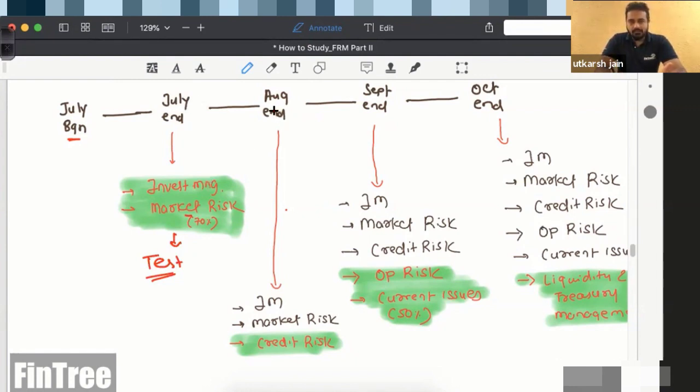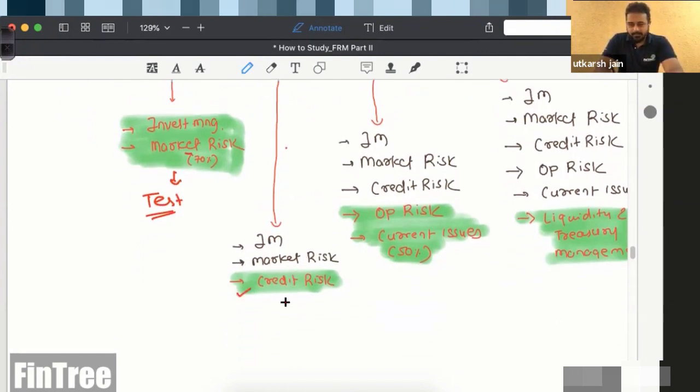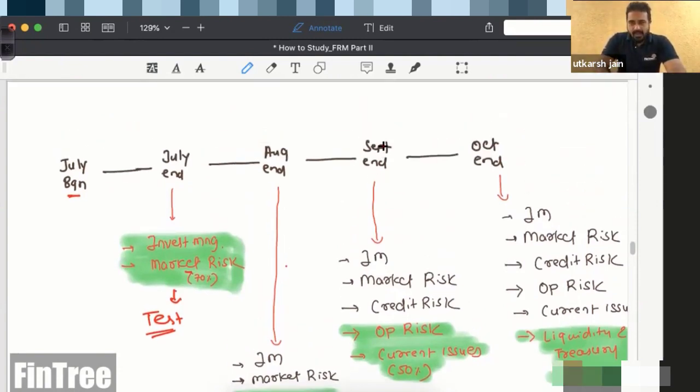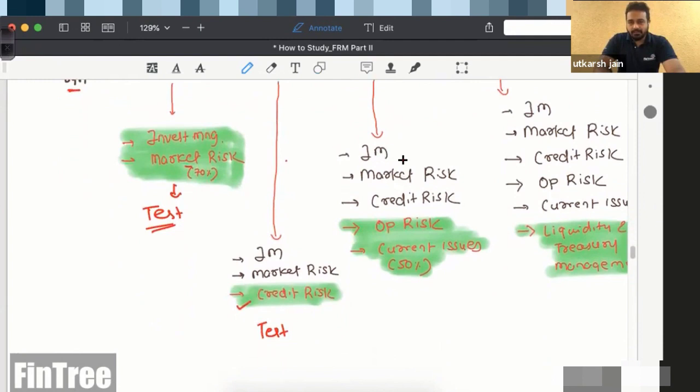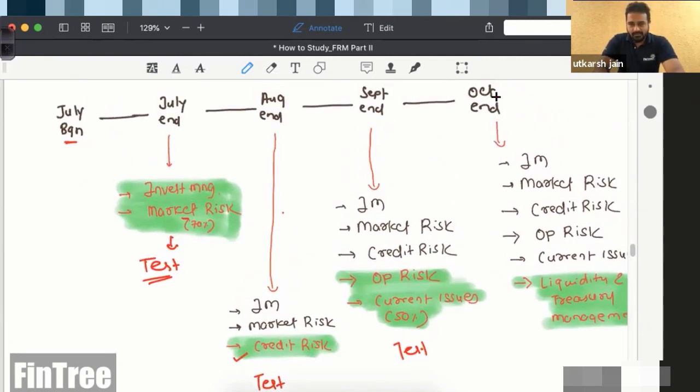Then in this month, what you want to do is you want to finish incremental credit risk. And then again in this month, we will have a test, and the test will include investment management, market risk, and credit risk, so that we don't forget what we have done in the past. Then in September end, which is the next month, these three you've already finished. You finish operational risk, you finish roughly about half of current issues. And then we will have again a cumulative test.